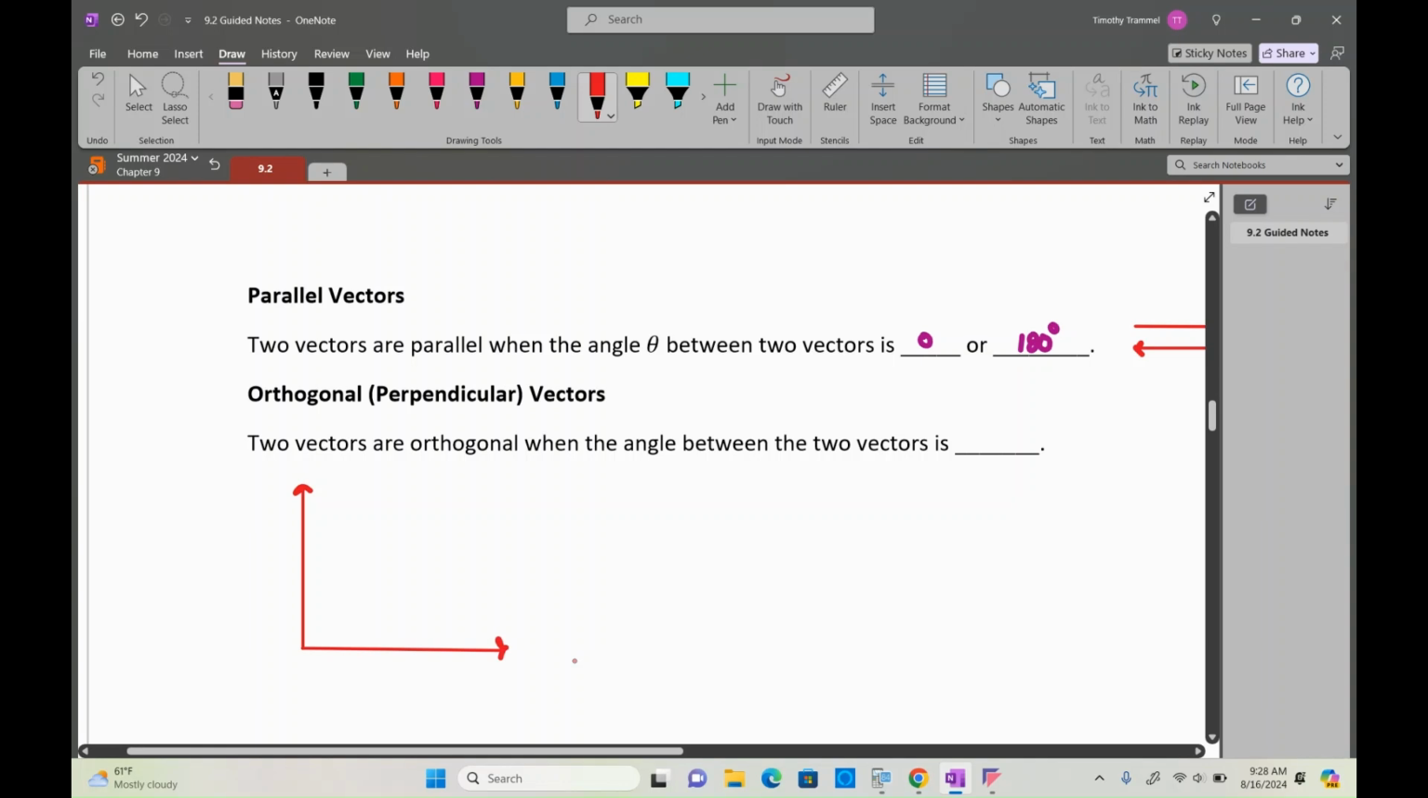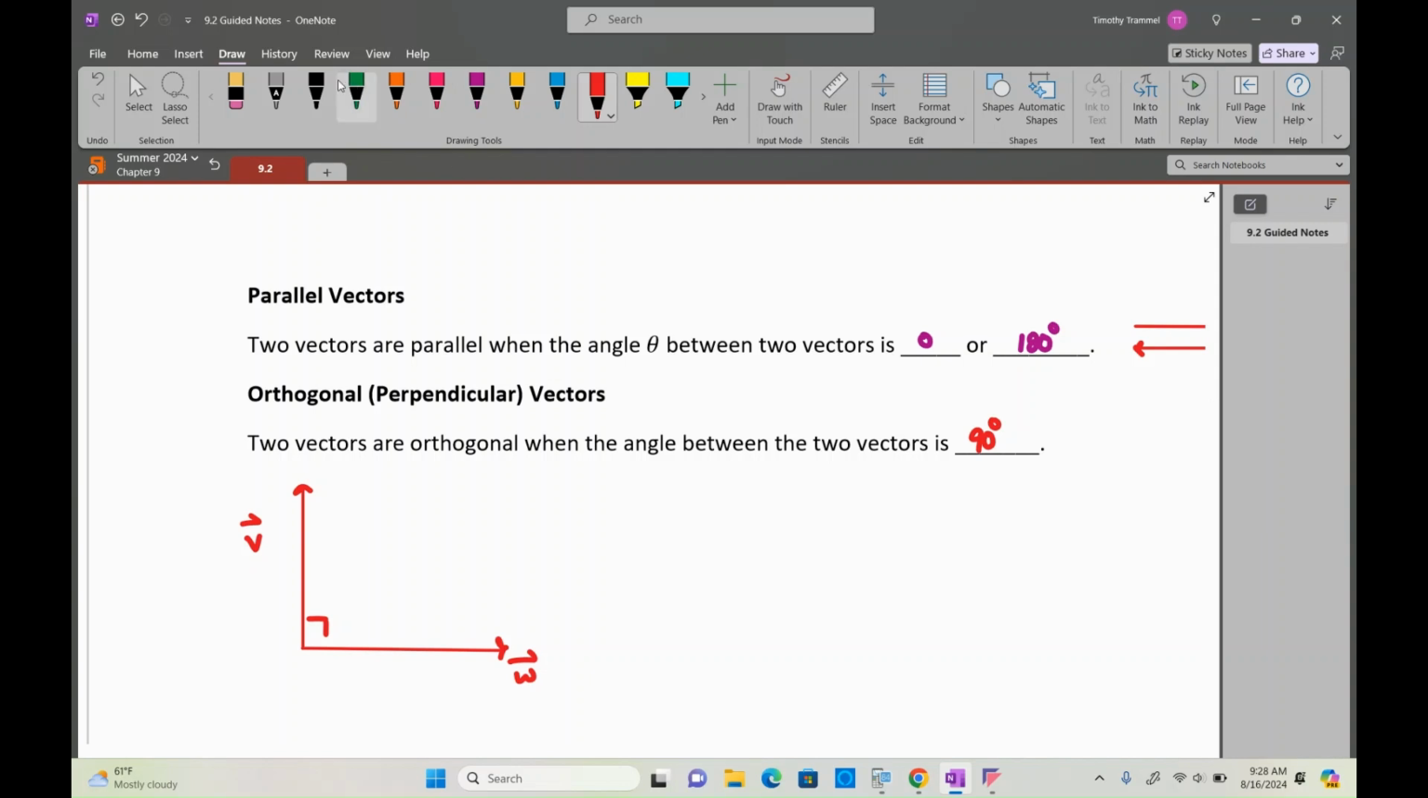Okay. So let's say that these are our two vectors here, v and w. Then we need a 90-degree angle between them if they are to be perpendicular. But there is something interesting that happens here.